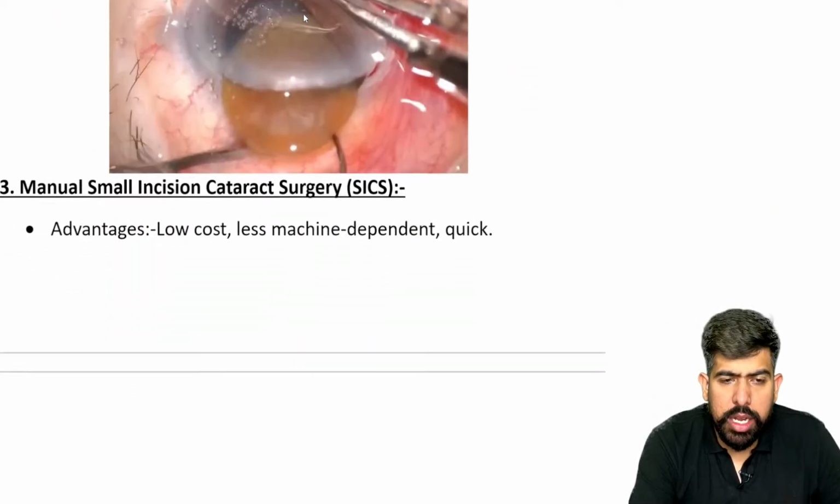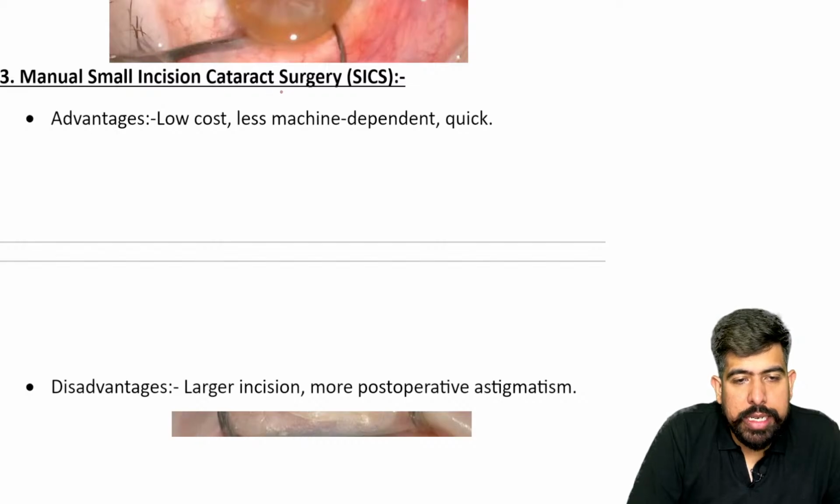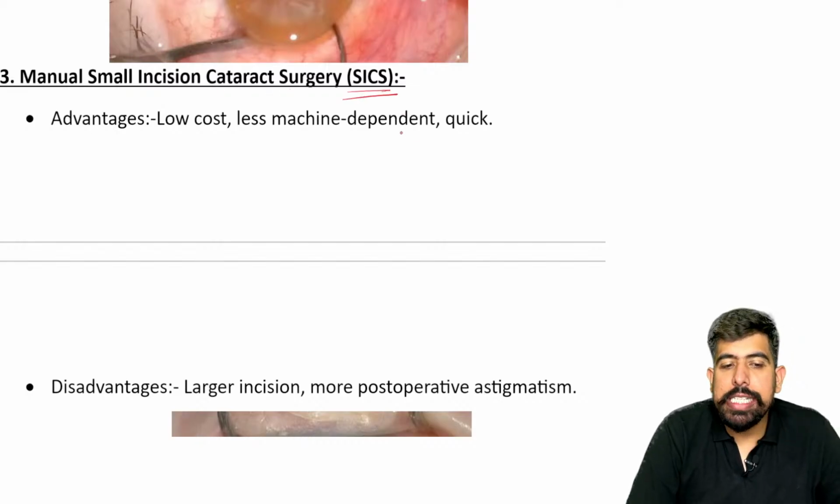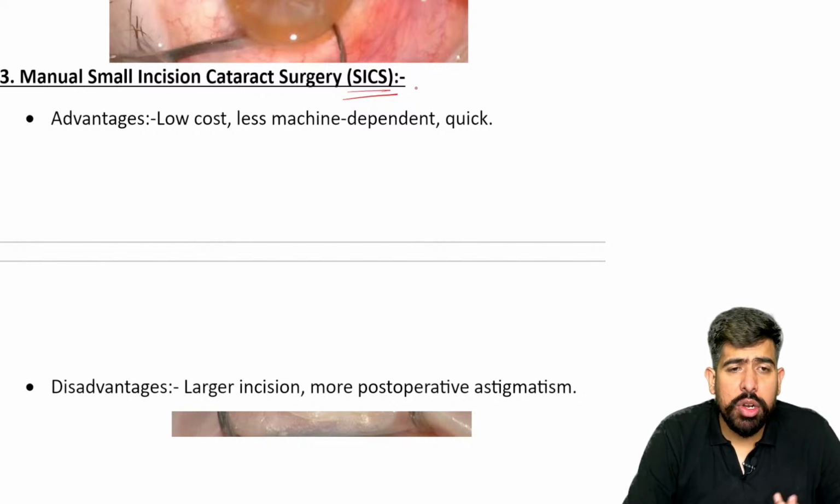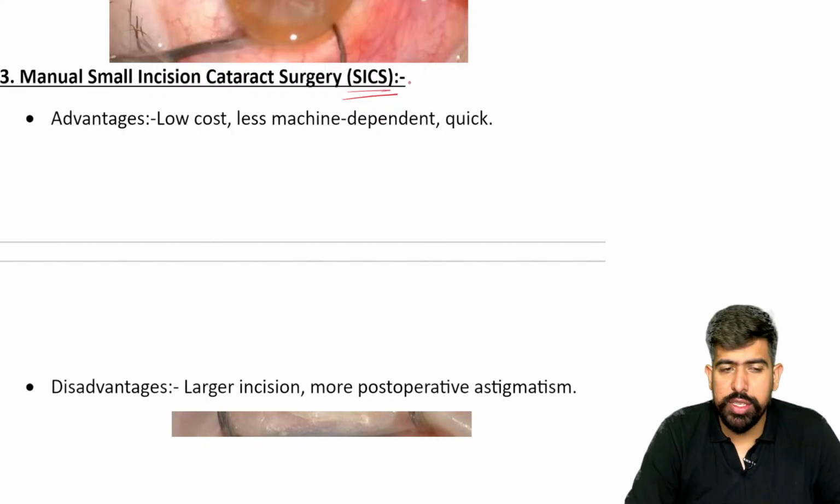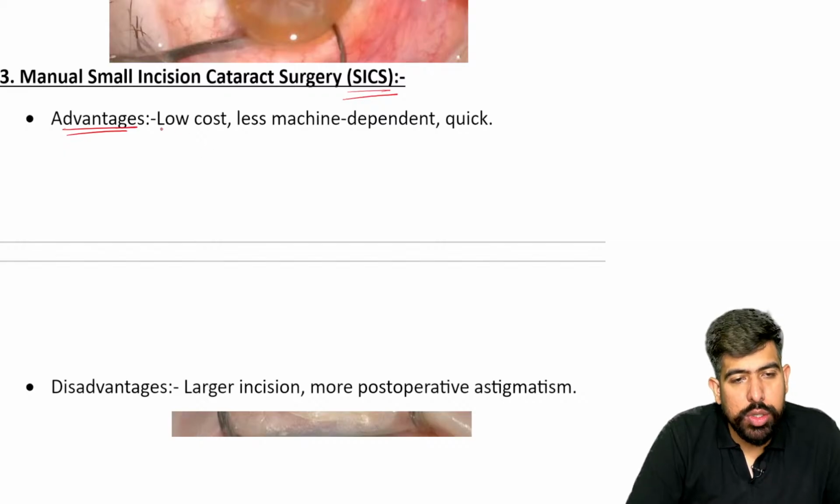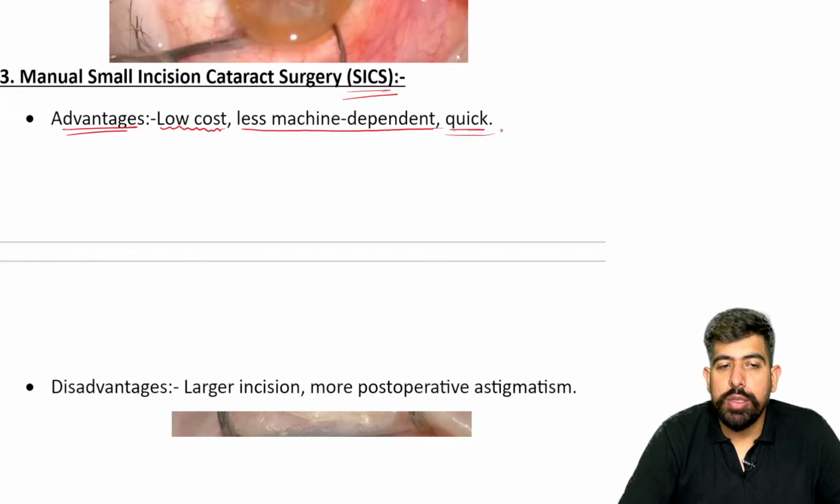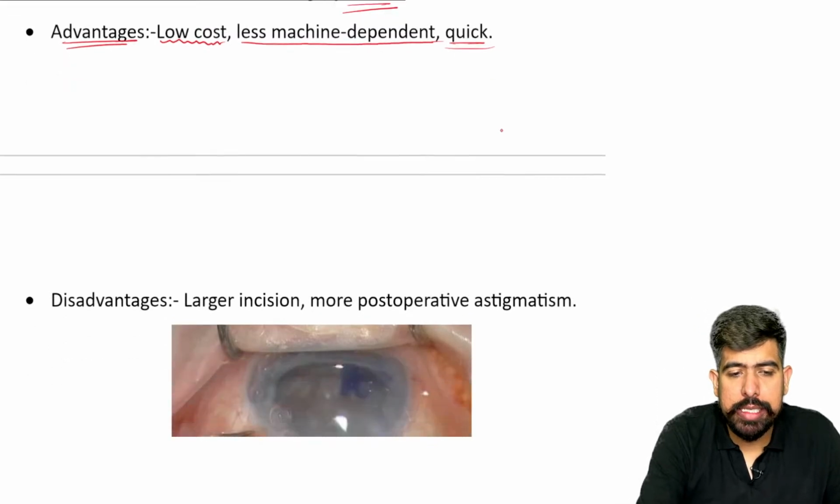Now, we have the next, which is the manual small incision cataract surgery, known as SICS. This is also a good surgery. But nowadays we are not doing this so much. We are following phacoemulsification, which is the fourth one we are going to talk about. But what is the advantage of this surgery? It is low cost, less machine dependent, and quick also. This is manual small incision cataract surgery, SICS.